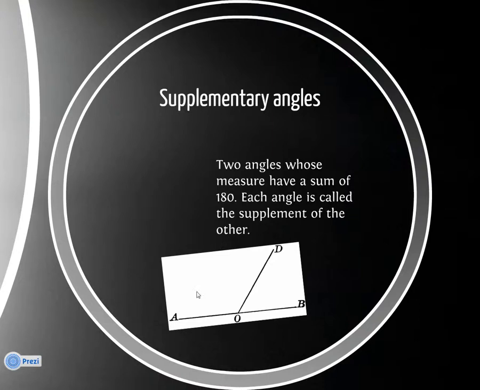So as you can see, it forms a 180 degree line here. And this is also called a linear pair. Just like that, it's a line, it's a pair that sits on a line. So angle AOD and DOB are both supplementary and are both a linear pair. So that's kind of like a quick overview for you.